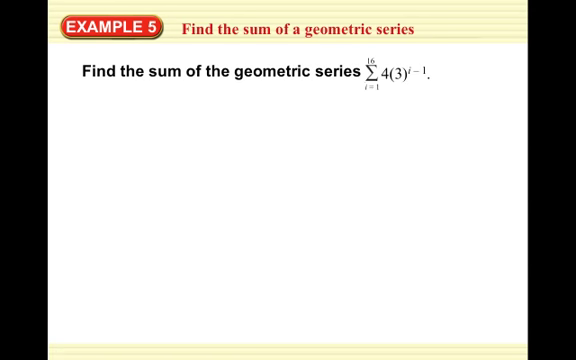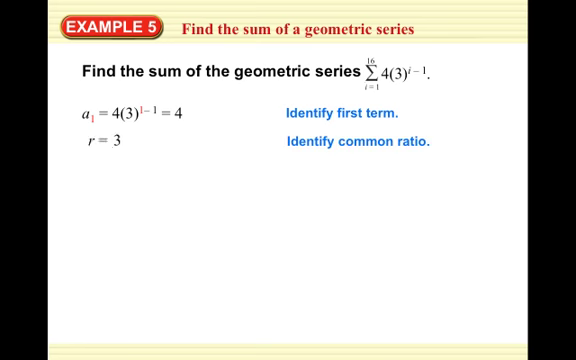All right. So we're going to find the sum of the geometric series, and we've got summation notation. We've got i equals 1 to 16 of 4 times 3 to the i minus 1. So we need to identify the first term. So a1 is equal to 4 times 3 to the 1 minus 1 power. 1 minus 1 is 0. 3 to the 0 power is 1, times 4 is 4. We're going to identify the common ratio. That is the number here that is raised to the power.